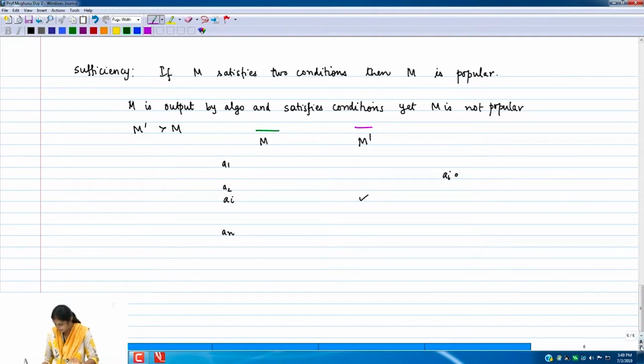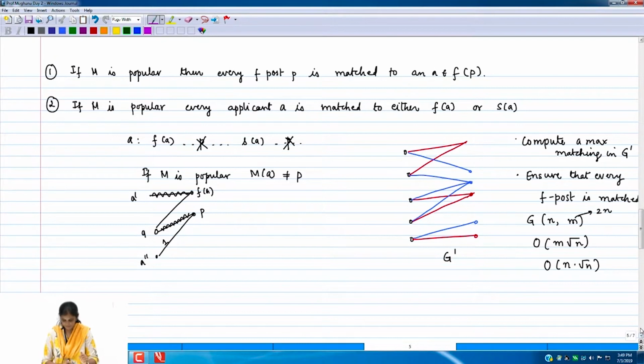So go back and ask what were the conditions: every applicant is matched to either its F A or S A. Okay, so should it be matched? Yes, the green matching is M, which satisfies this condition. Should it be matched or not? You say yes, you seem to say no. Okay, so why do you say yes?